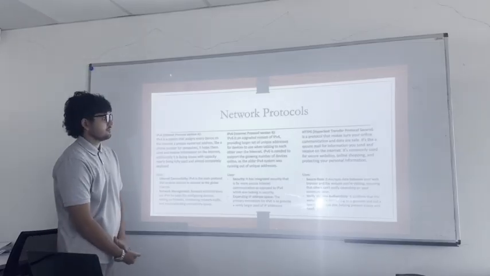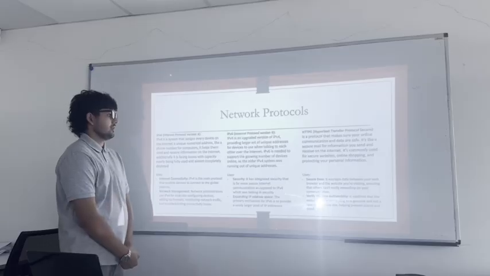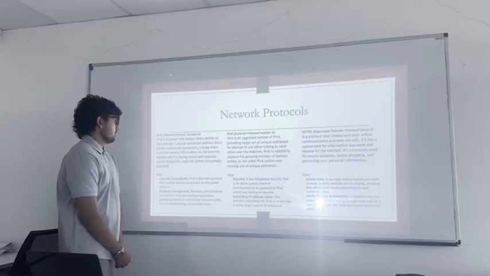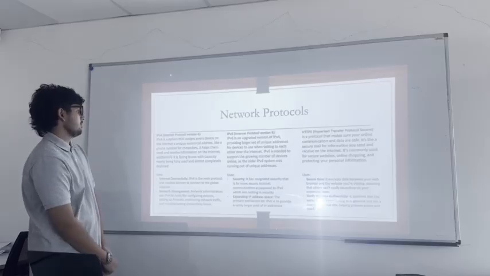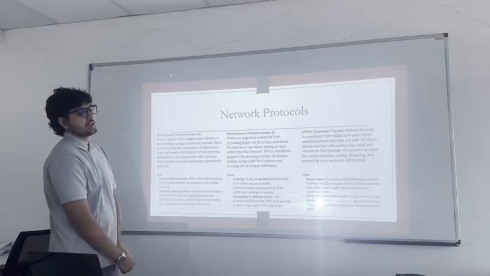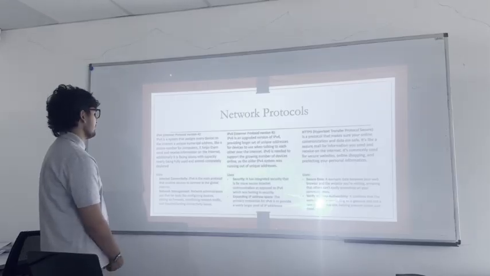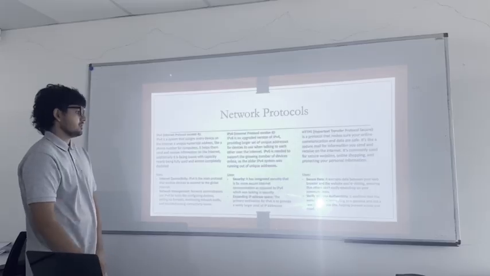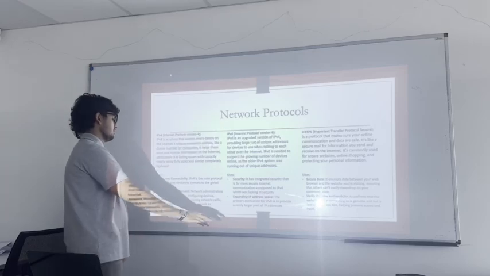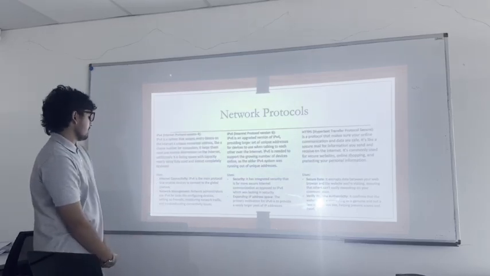Network protocols. There are three main network protocols: IPv4, IPv6, and HTTPS. Starting off with IPv4, it's a system that assigns every device on the internet a unique numerical address. It's pretty much like a phone number for devices. It helps them send and receive information on the internet. Additionally, it is facing issues with its capacity nearly being full and usually completely depleted, which is another topic on IPv6. So, uses are network connectivity.